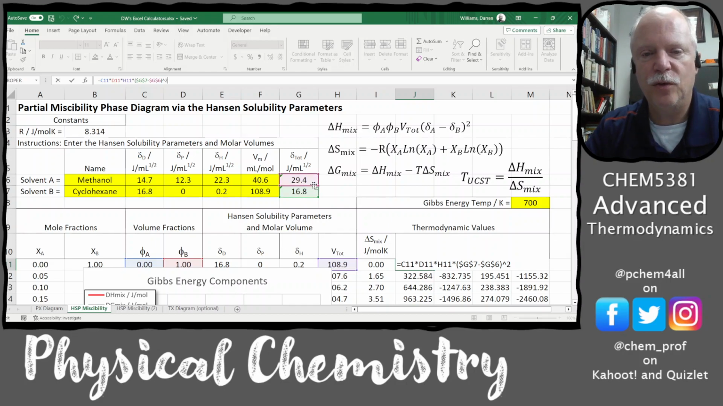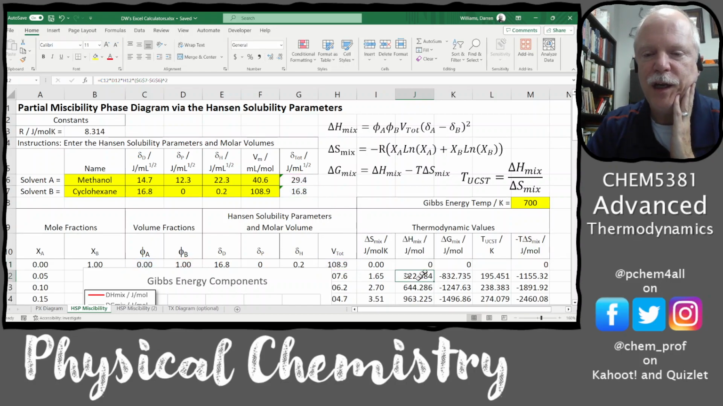Now, it doesn't matter which order you do the difference because it's squared. So you do it one way, it's positive, the other way, it's negative. But since it's squared, it doesn't matter the order of A or B. So anyway, don't have any angst over that. You copy that formula down, and we have the delta H of mixing.